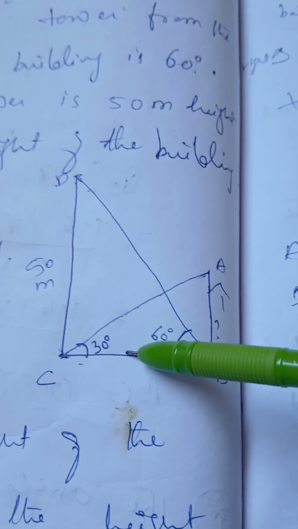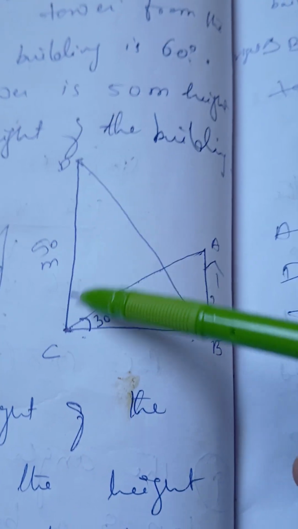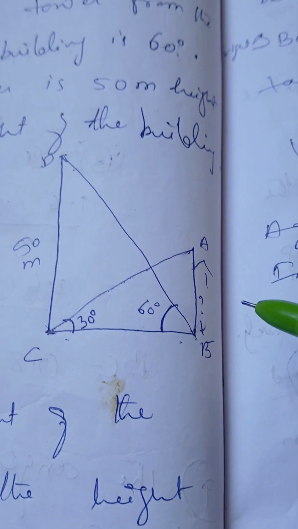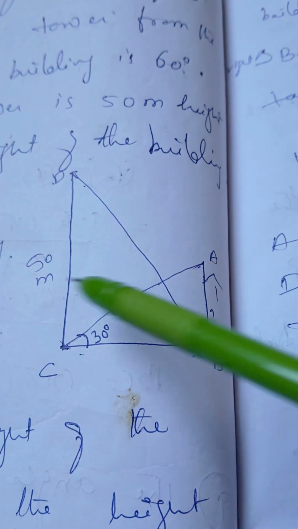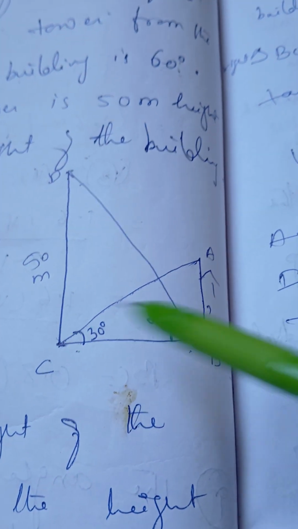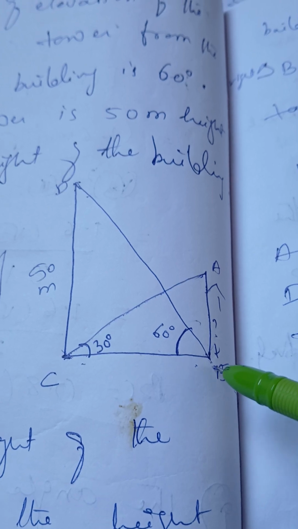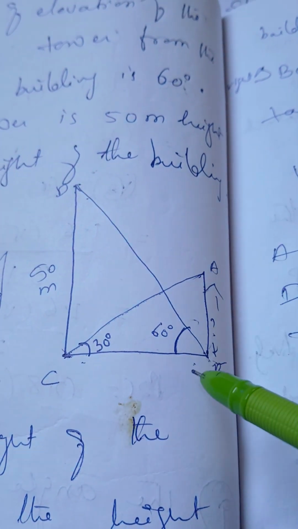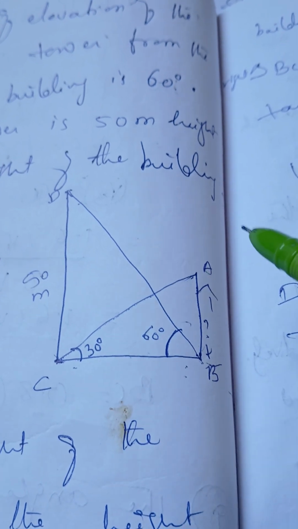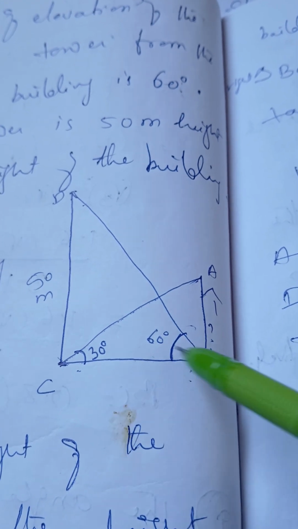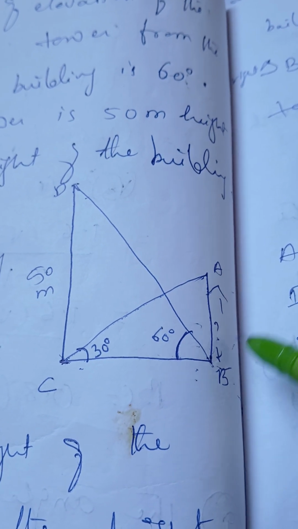So suppose the tower is of height 50 meters. So this is DC we have drawn. DC is 50 meters and AB is the building whose height we have to find out. DC is the tower, AB is the building. First see what is given. From the bottom of the building to the top of the tower, the angle is 60 degrees. Similarly, from the bottom of the tower to the top of the building is 30 degrees. There are two angles of elevation given. So we have to find out AB, the height of the building.